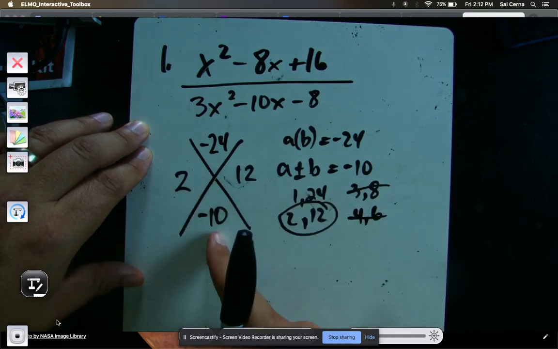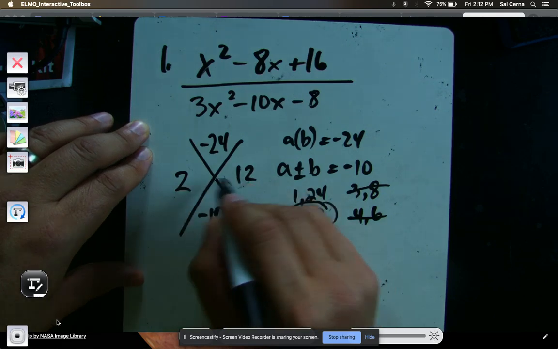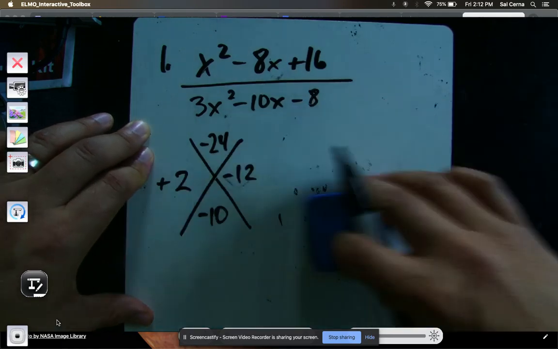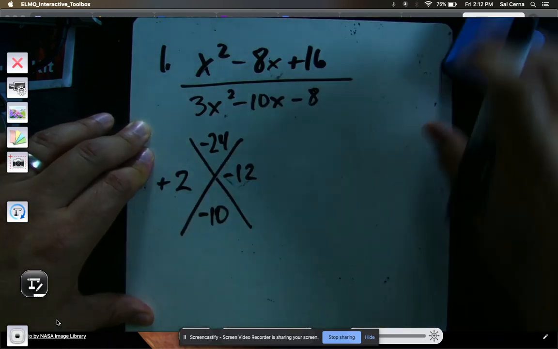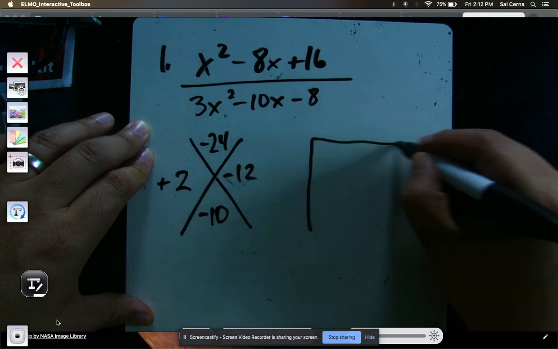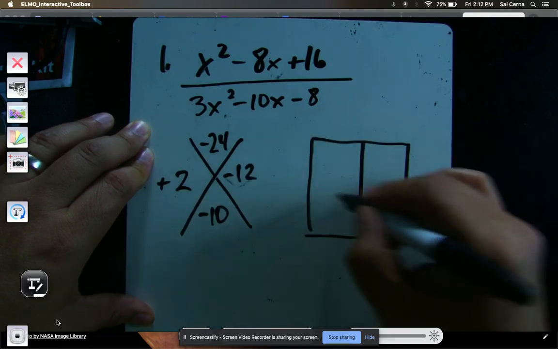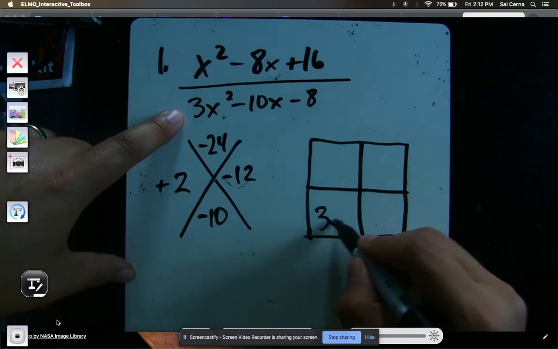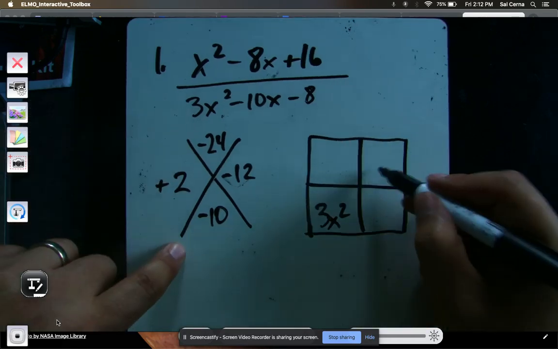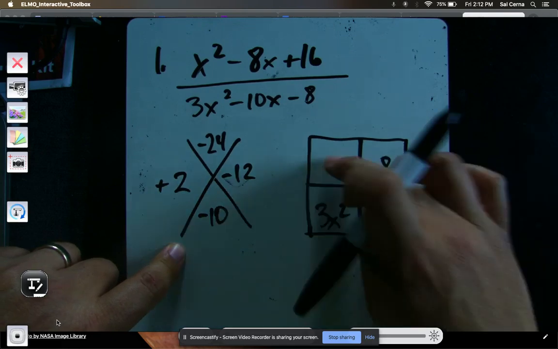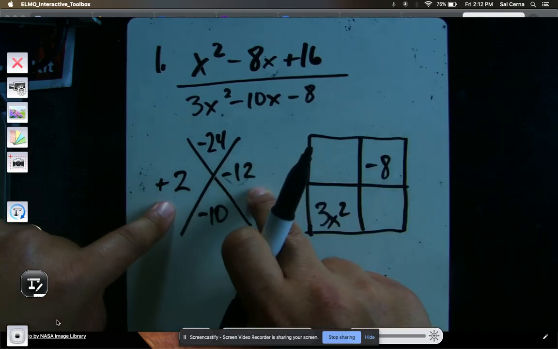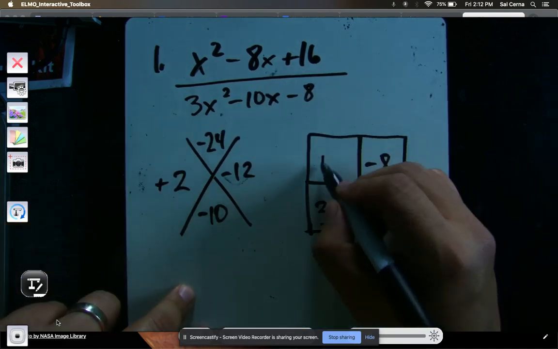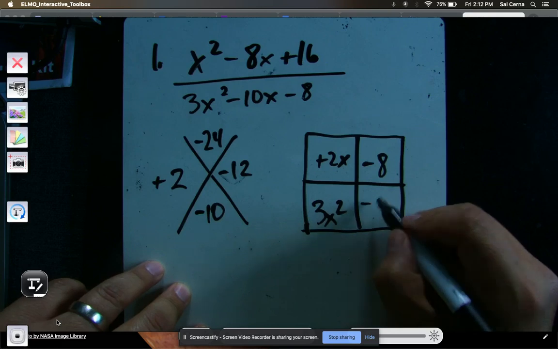Because the middle term is a negative, the biggest value of this pair has to be negative. That makes the other positive. Okay? Once I have that set up, then I go ahead and use my area model. Now, I start with the leading coefficient, which is 3x squared, or leading term, and across the constant. And here, I'm going to put these two terms, which if I add, give me negative 10x. So I got positive 2x minus 12x.